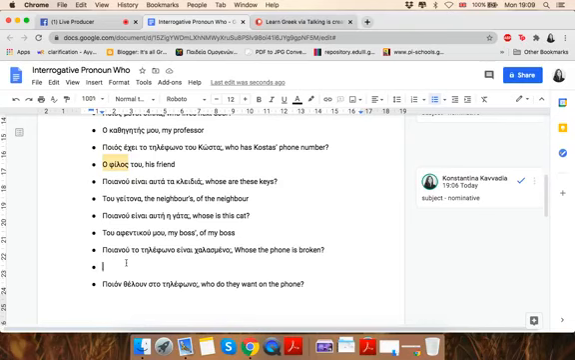Ποιανού, whose, the phone, is in the device this time. We do have this tendency in Greek when we say τηλέφωνο, but it is always within context, okay? It could either mean the device or the phone number, but you cannot get confused because, as I say, it's always within context. Ποιανού, το τηλέφωνο είναι χαλασμένο.